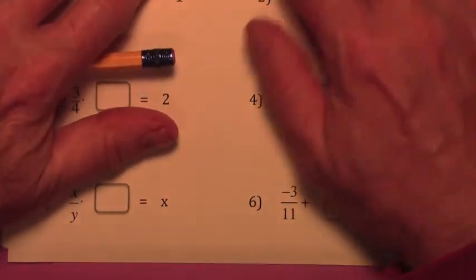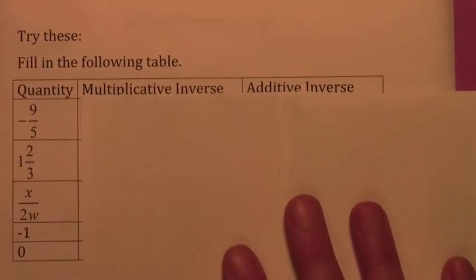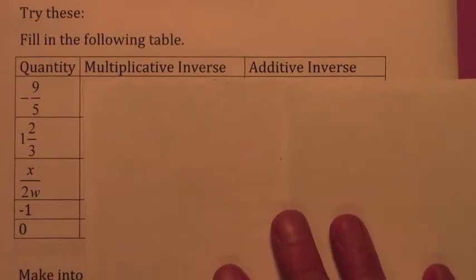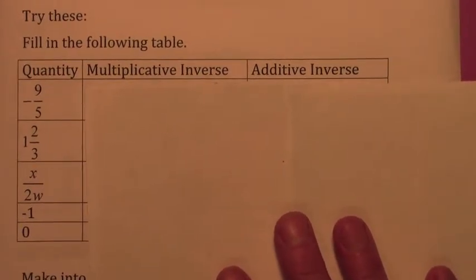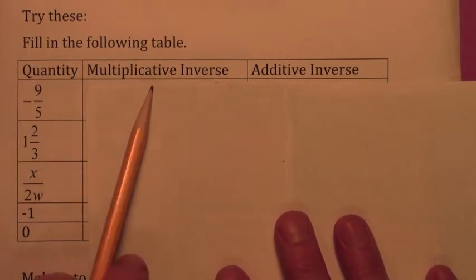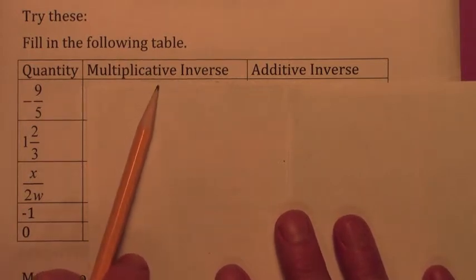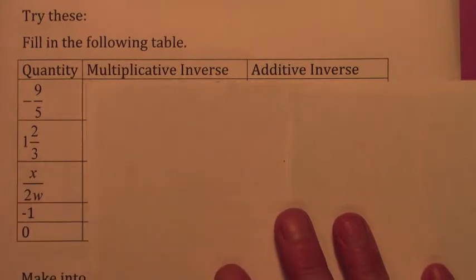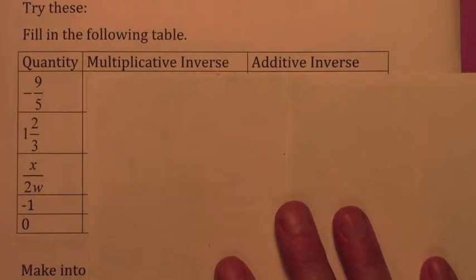Let's do some more here. Why don't you try some? I want you to tell me for each of these numbers, see if you can figure out the multiplicative inverse, which is just a fancy way of saying the reciprocal. Find the reciprocal, and also find the additive inverse, which is just a fancy way of saying the opposite. Okay, go ahead. Hit the pause button and we'll go over these in just a minute.